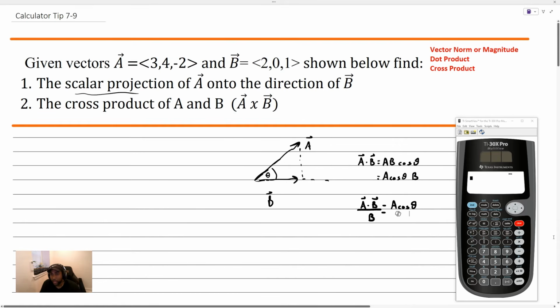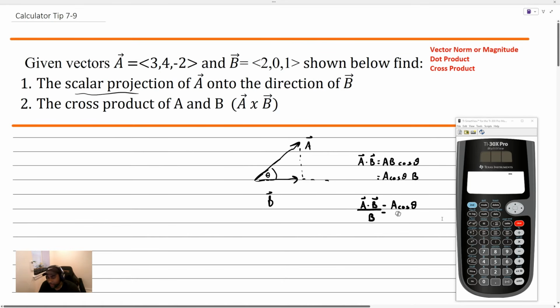All right, let's first find the vector norm or magnitude, and we're going to do that for vector B. And we're going to go ahead and store it. Then we'll take the dot product of A and B after we define those vectors, plug it into this expression, and we'll find our answer.